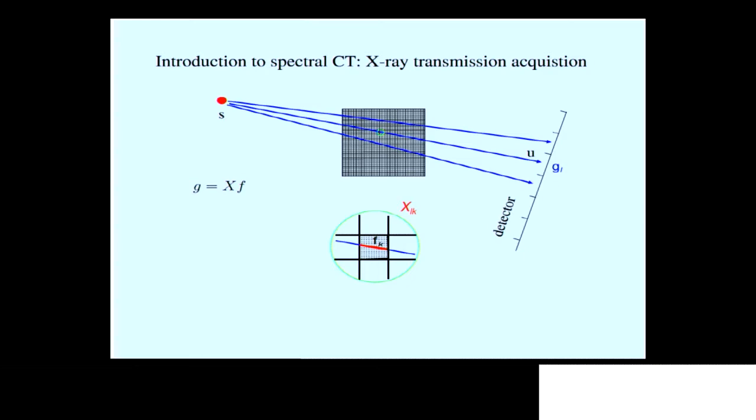Okay, that's pretty clear, right? Everybody's following? Good. So this is an extremely sparse matrix, all right? Because most of the rays will miss this pixel. Just wanted to point that out, all right?